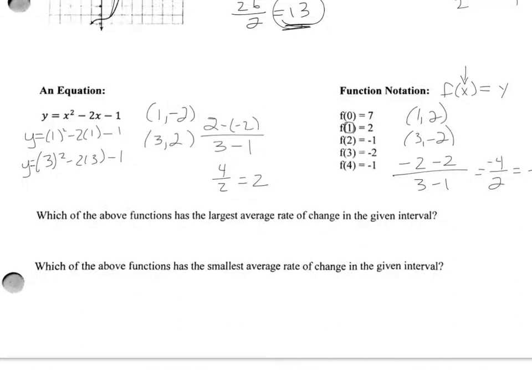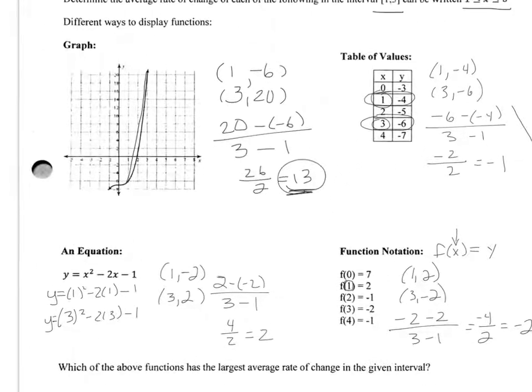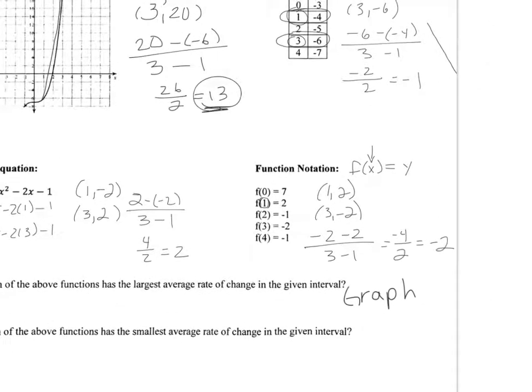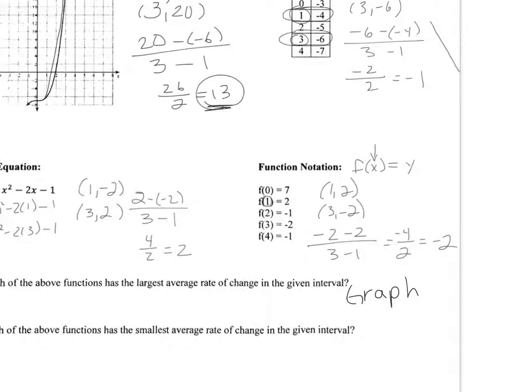So which of the following has the largest average rate of change in the interval? Well, that's 13. The largest rate of change is 13. So that is the graph. Which of the following functions has the smallest rate of change? Well, the smallest rate of change is the smallest number. So it's technically the absolute value of each. So technically this is the smallest value, but this is the actual smallest rate of change.